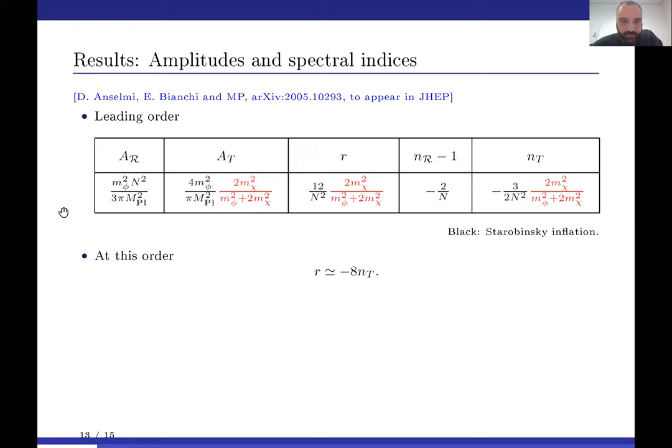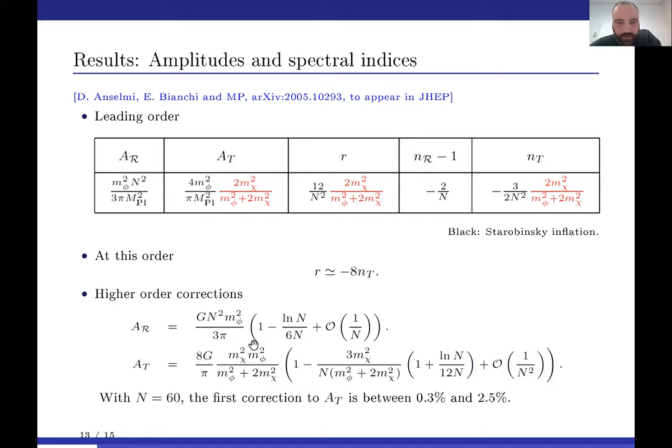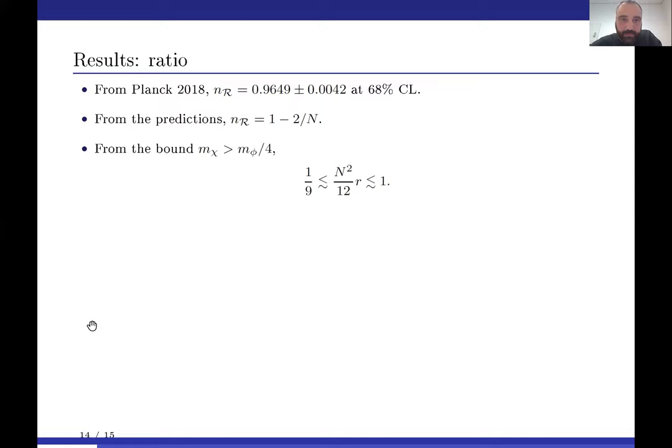Then we also work out the higher order corrections. Using the bound that I told you about the mass, we can extract from Planck. We take n_s, the tilt of the scalar, from Planck 2018. Then from this prediction, we extract the number of e-folds. And from this bound, we can put a window for the allowed value of the tensor to scalar ratio.